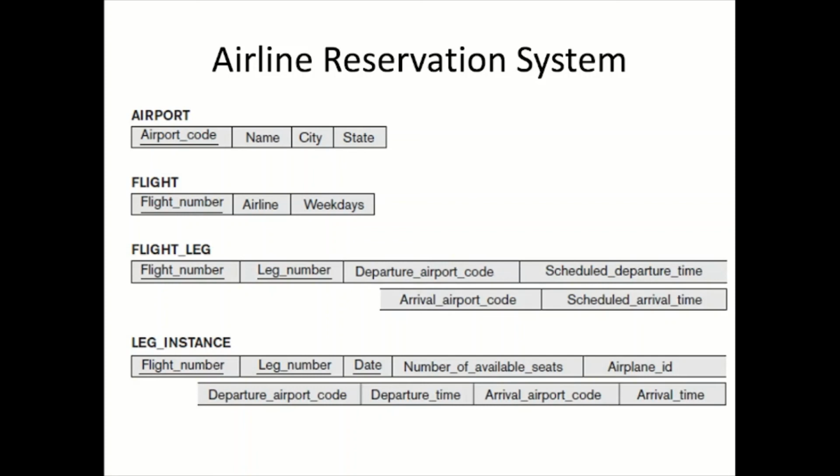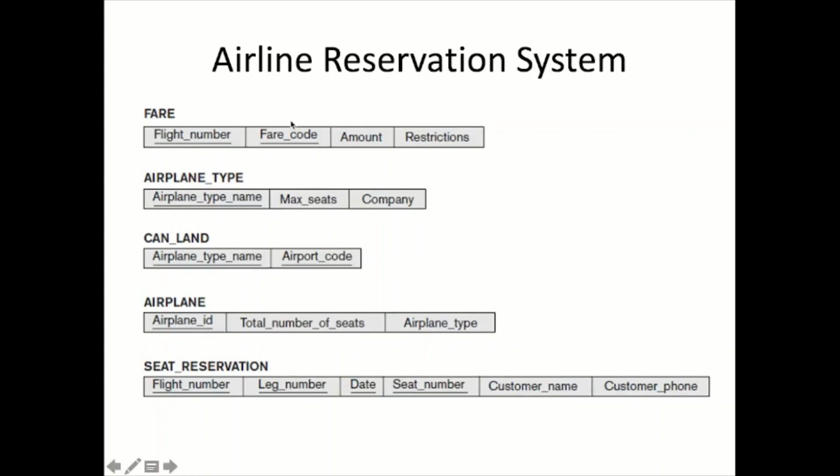Now I'll show an example. You have to do this as an exercise. We have the airline reservation system, the same thing we have used. This is the ER diagram for that: airport, flight, flight leg, and leg instance. These are the different attributes in it. You have to create these tables, then specify the foreign keys. All these constraints should be specified. This is a second set of tables: fare, airplane type, can land, airplane, and seat reservation. These are the different tables in it.